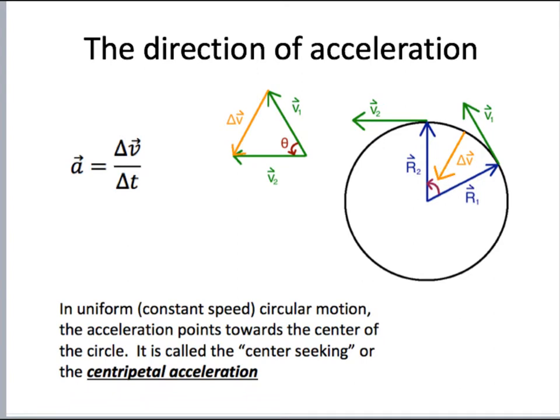And so that's why this kind of acceleration is called centripetal. The word centripetal means center seeking. So when you have uniform motion around a circle, that's constant speed motion around a circle, the acceleration that results from those changing velocity vectors is going to point towards the center of the circle. And since delta V over delta T is equal to A, and delta T is a scalar, remember when you multiply a vector by a scalar, it does not change the direction, that means the acceleration has to point in the same direction as delta V. So the acceleration is going to point towards the center of the circle.